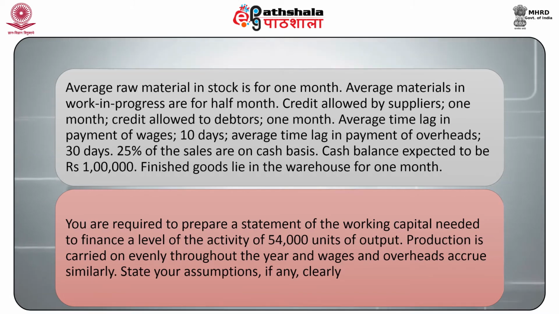Credit allowed to debtors is 1 month. Average time lag in payment of wages is 10 days. Average time lag in payment of overheads is 30 days. 25% of the sales are on cash basis. Cash balance is expected to be rupees 1 lakh. Finished goods lie in the warehouse for 1 month. You are required to prepare a statement of the working capital needed to finance a level of activity of 54,000 units of output. Production is carried on evenly throughout the year and wages and overheads occur similarly. State your assumption, if any, clearly.